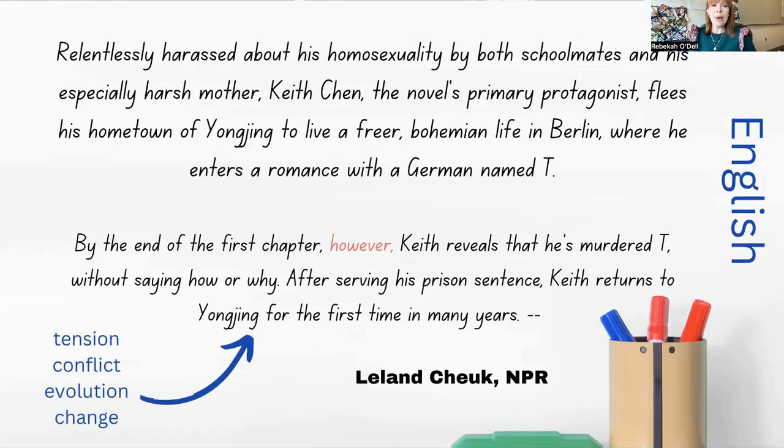We have the word however used as a pivot word in this book review from NPR. By the end of the first chapter, however, Keith reveals that he's murdered T without saying how or why. Again, we get this big sort of flyby overview. What is this book about in general? But this acknowledges that particular tension or conflict that's going to be present in the book.